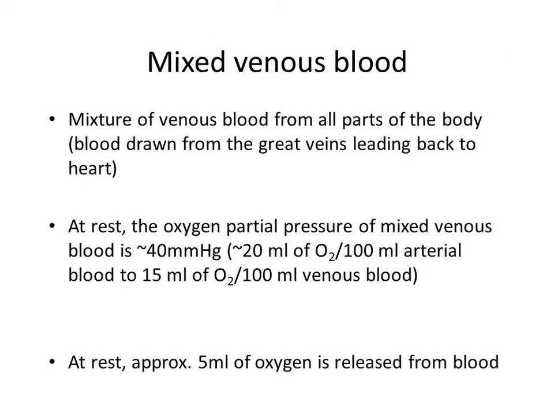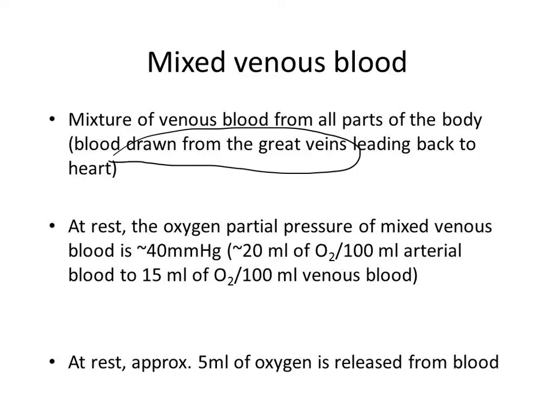And one way to do this is to look at the return blood in the veins, and you can get a mixture of the venous blood from all parts of the body by drawing blood from the great veins that lead back to the heart. And that's going to have a mixture of blood from all different areas of the body that has certain amounts of oxygen that was released into those tissues, and the return blood basically has the oxygen vacancy that was used by those tissues. So there's going to be less oxygen in the blood returning to those great veins.